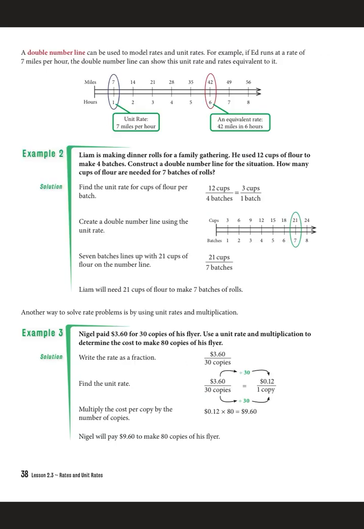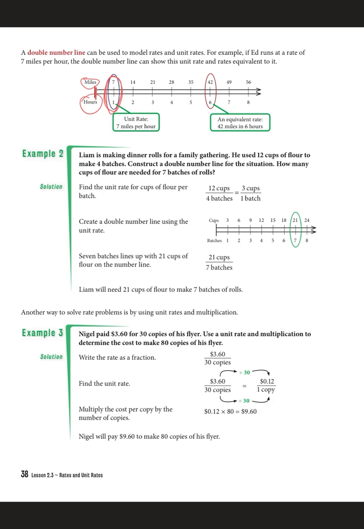On the top here, it says a double number line can be used to model rates and unit rates. For example, if Ed runs at a rate of 7 miles per hour, the double number line can show this unit rate and the rates equivalent to it. So on the double number line, the numbers on the top represent the number of miles, and the numbers on the bottom represent the number of hours. But 7 to 1, that is my unit rate.